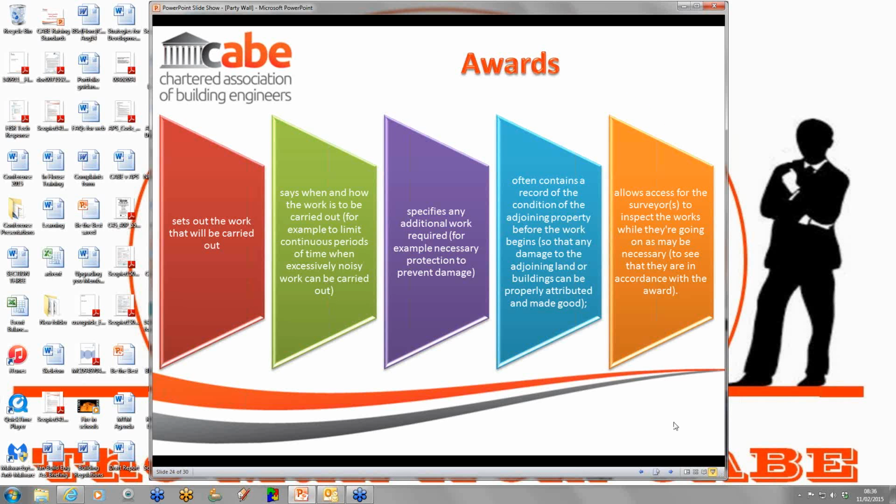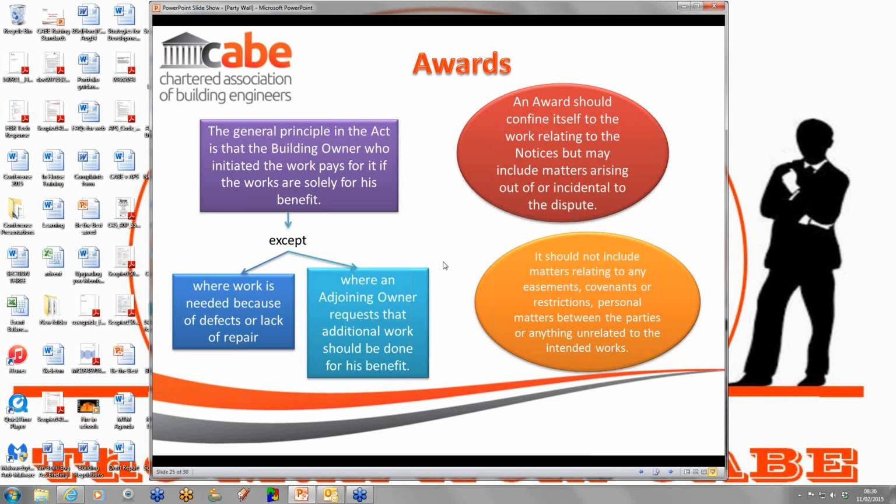In terms of where the costs sit for anything that's included within the award, normally the building owner will pay for the work that's required by the award. The only issue that may vary that is where the work is required because the neighbouring property has not had sufficient maintenance, or is in a defective state, or has a lack of repair. Then the adjoining owner will have to bear some of the cost for that.